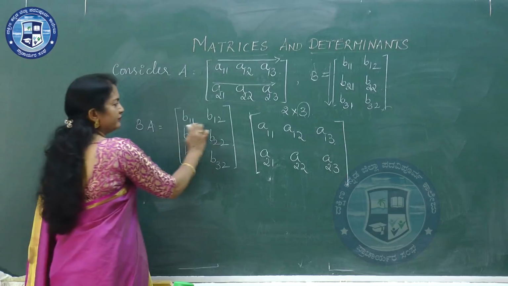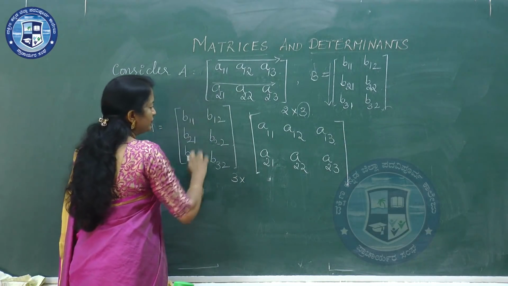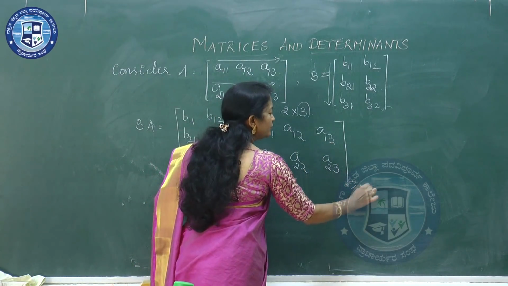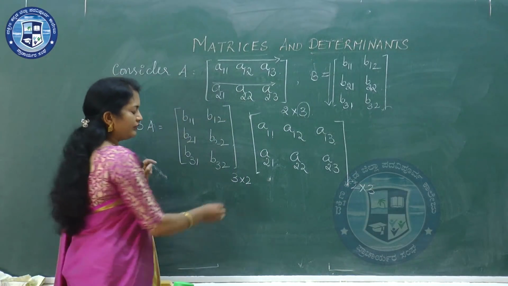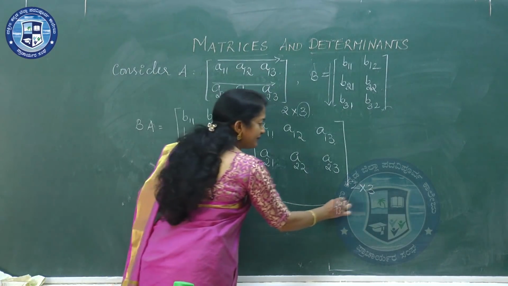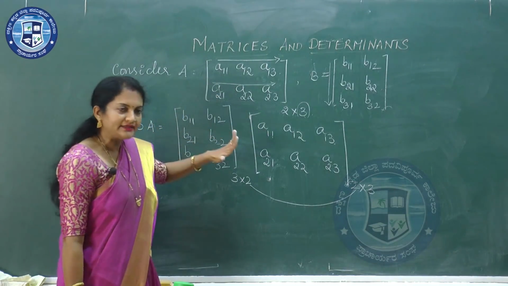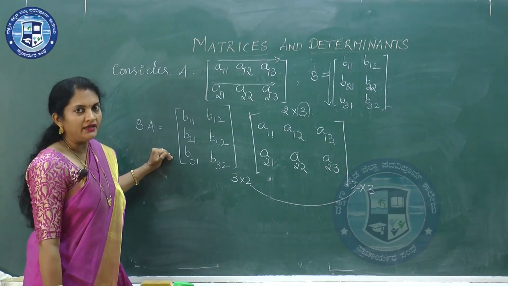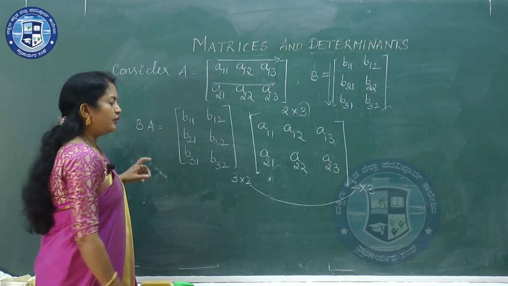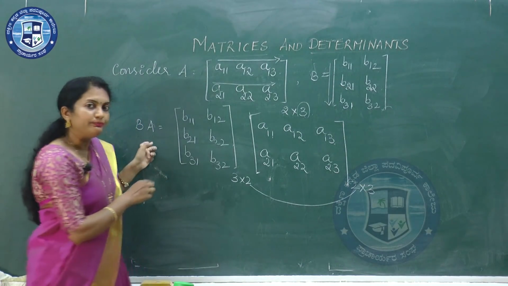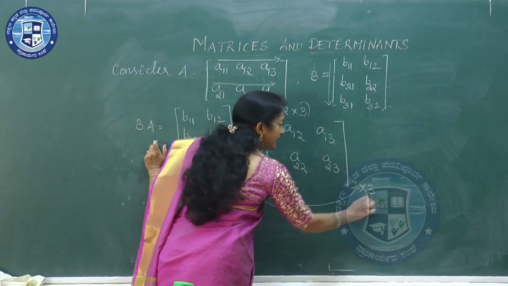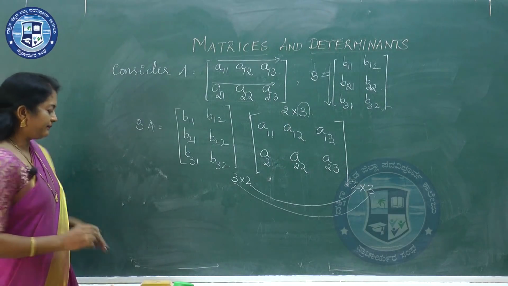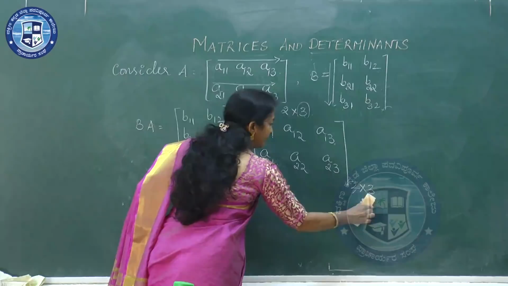This is of order 3 rows, 2 columns, 3 by 2. This is of order 2 by 3, 2 rows, 3 columns are there. Now the number of columns of the first matrix is equal to the number of rows of the second matrix. Hence the product BA does exist. Now what would be the order of BA? The order of BA will be 3 by 3. How we will get it, we will see now.